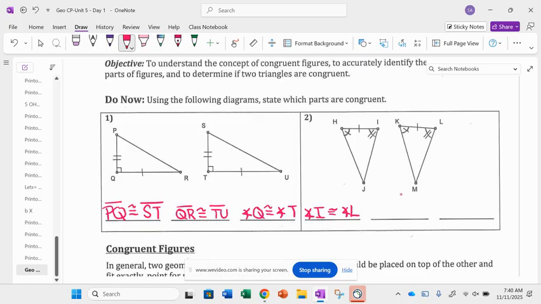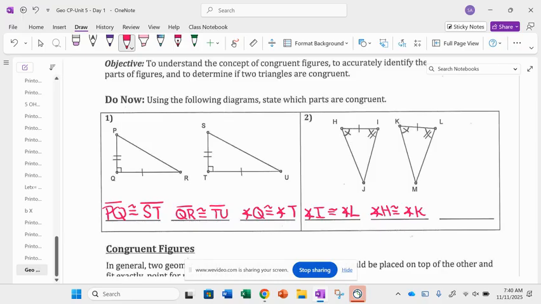Sebastian, tell me something else that's congruent based on the markings. Good. Angle H has a loop with 1 slash and K has a loop with 1 slash. So we're going to say angle H is congruent to angle K.